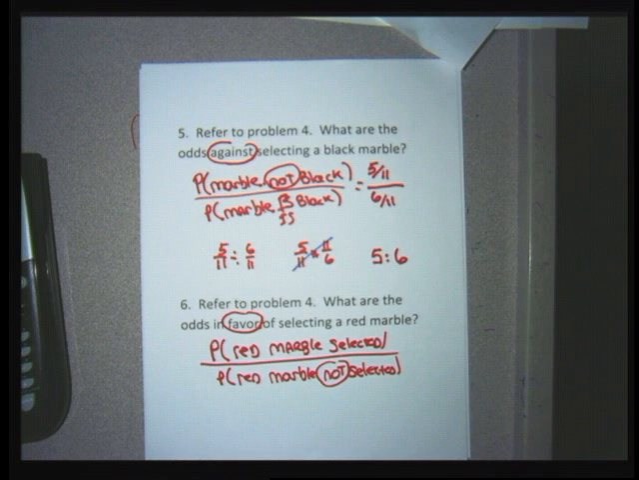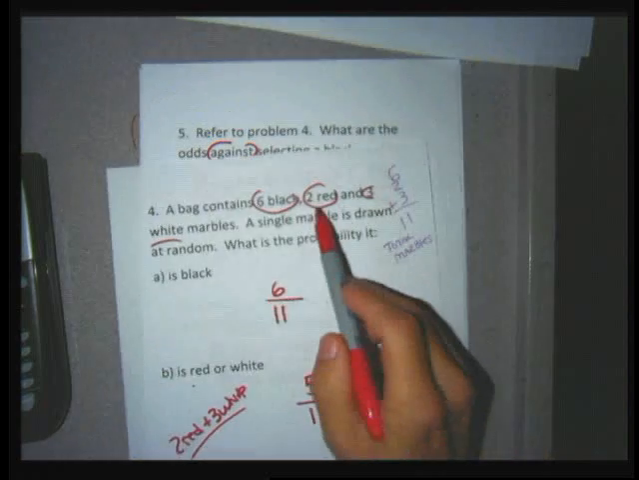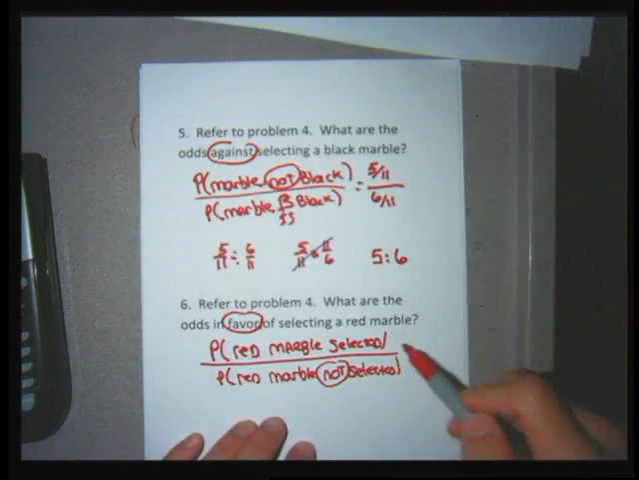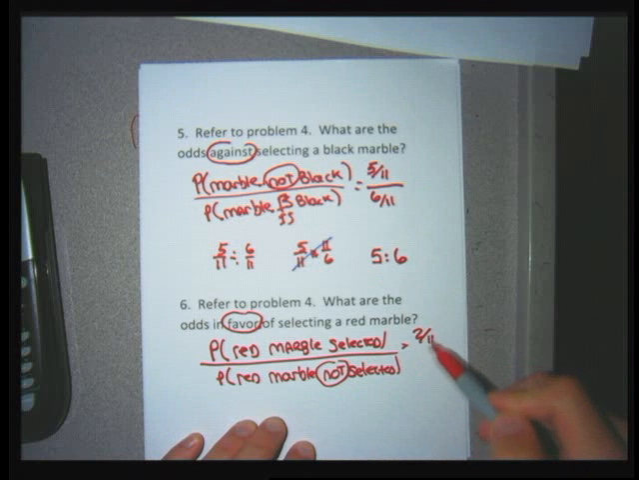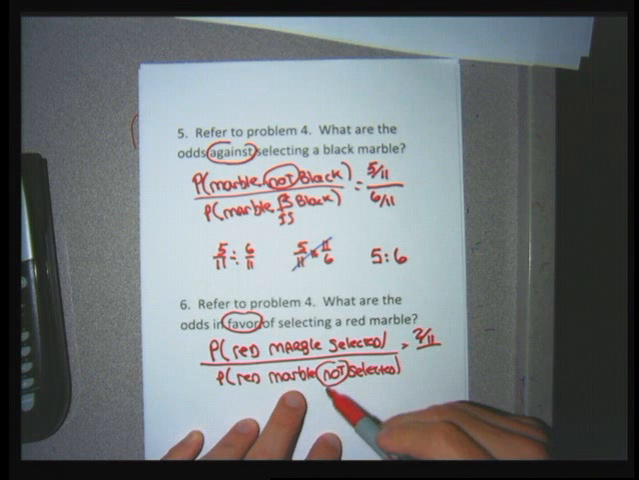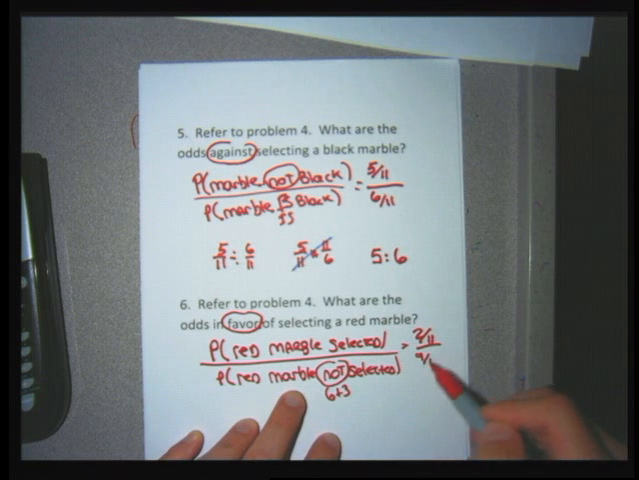So I need to do each one of these probabilities. The probability that a red marble is selected is 2 in 11 because there's 2 red marbles of the 11 marbles. And in the denominator, the probability of a red marble not selected, that's picking the 6 blacks or the 3 whites, and that's going to be 9 in 11.